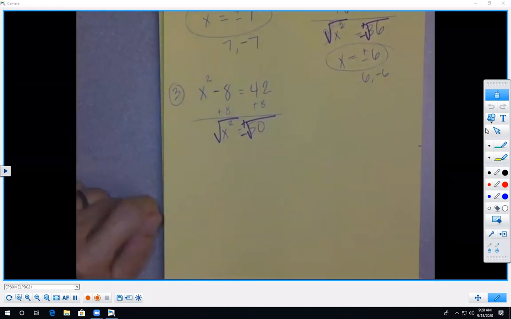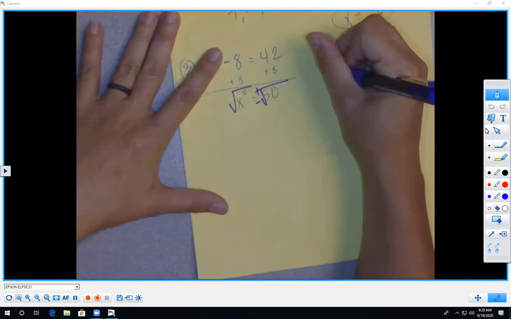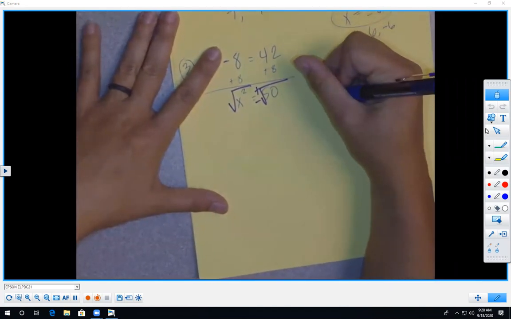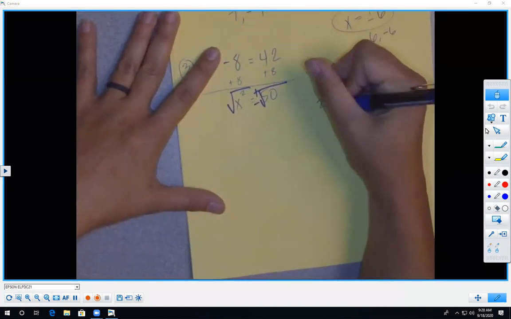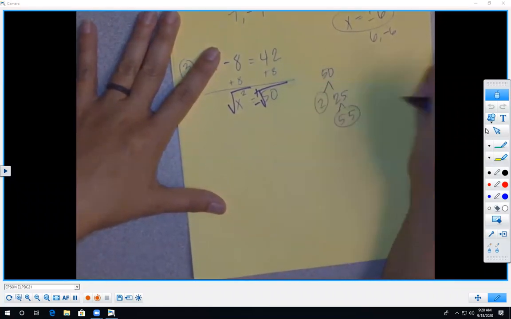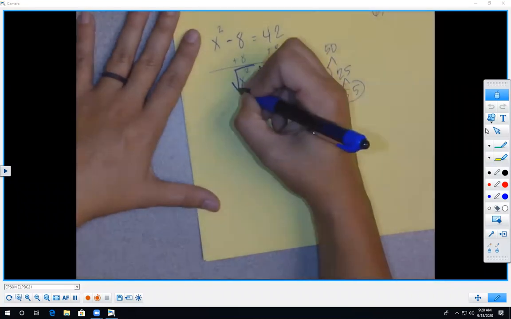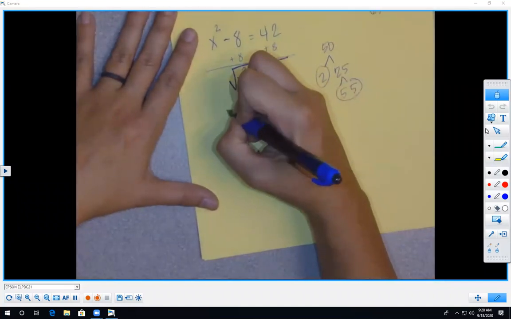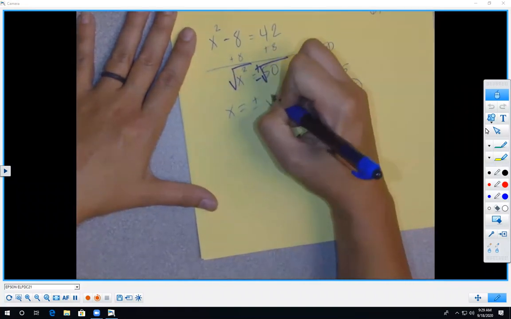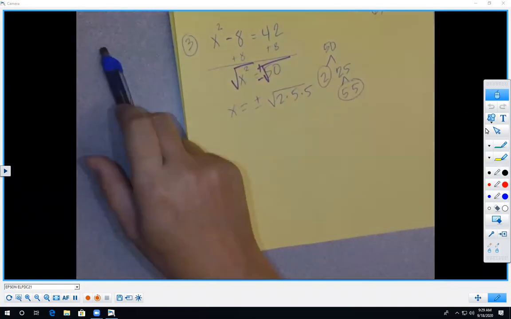So this is why we've just learned that. Let's simplify it. So 50 breaks down into 2 times 25. 25 breaks down into 5 times 5. So this would be the square root of x squared is just x, is plus or minus the square root of 2 times 5 times 5. What can you pull out?